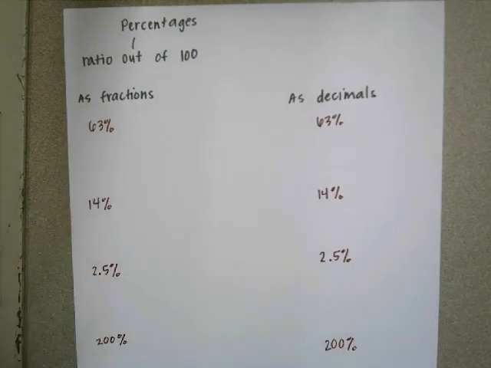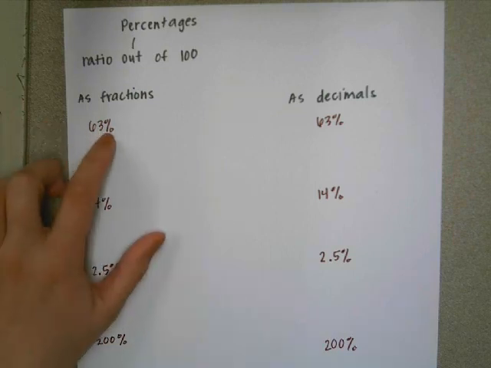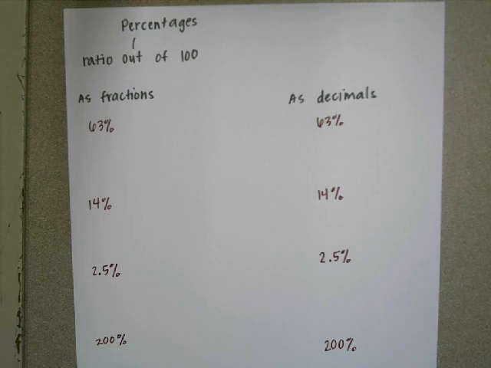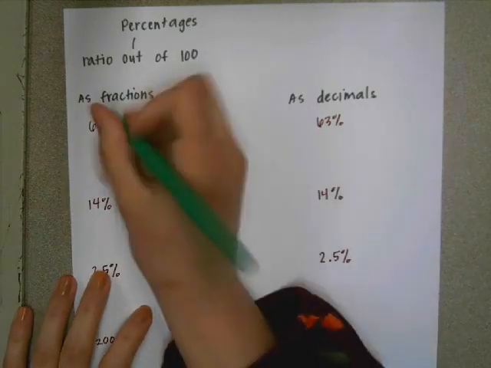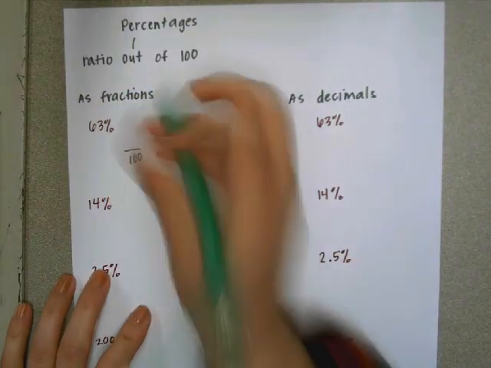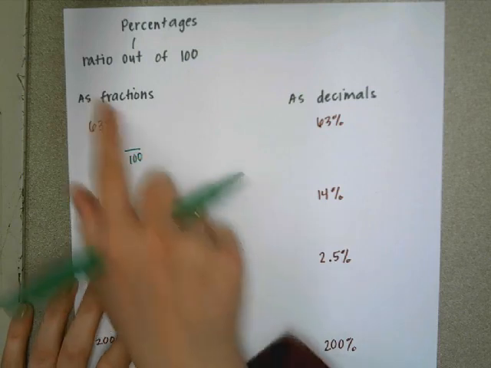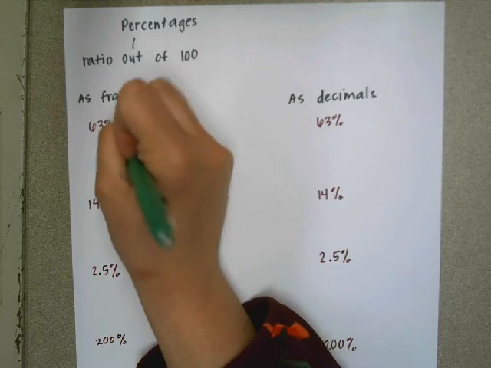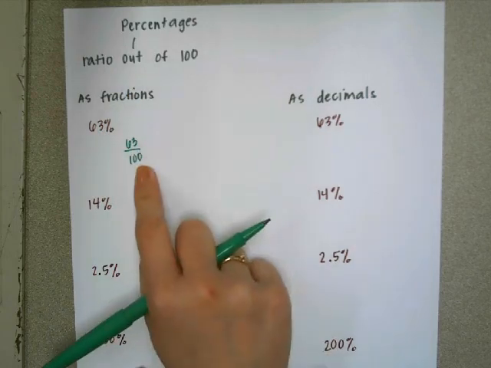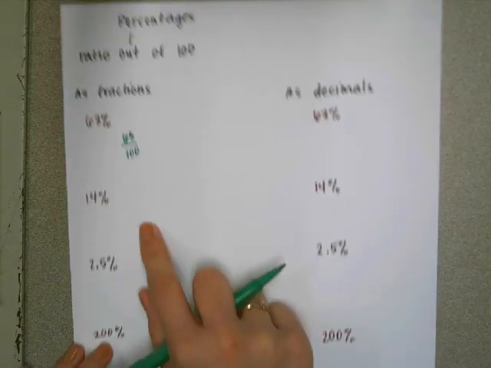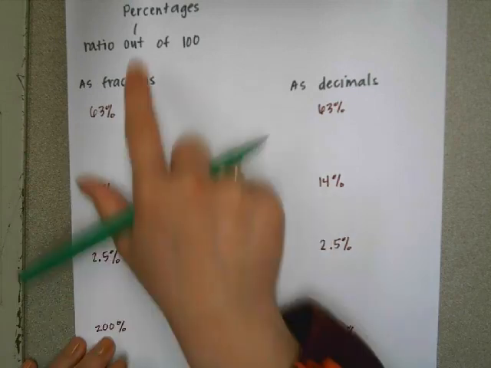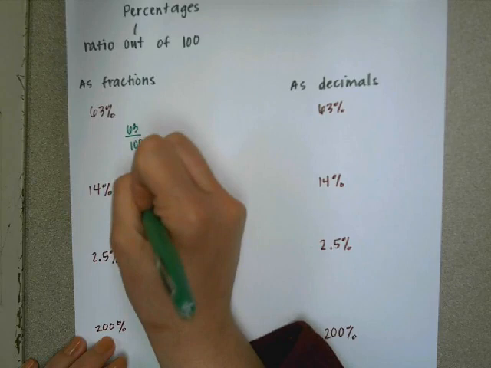So if you take a test of 100 questions and you get 63%, as a fraction, it's just a ratio out of 100. So again, if your test had 100 questions, it is a ratio, which is just a fraction. A ratio can be written as a fraction, so it would be 63 out of 100. The next one, 14%. So again, it's just a ratio out of 100. So 14 out of 100 looks like this.